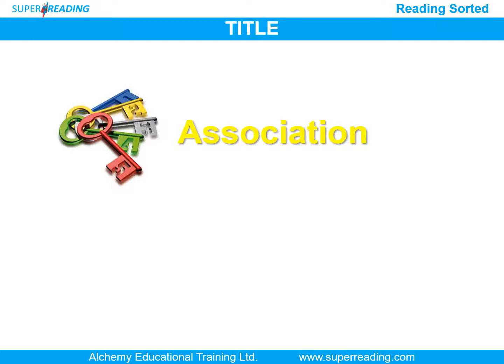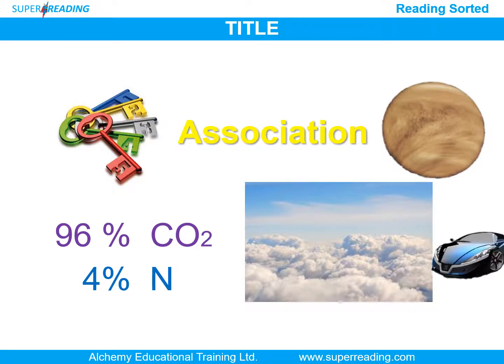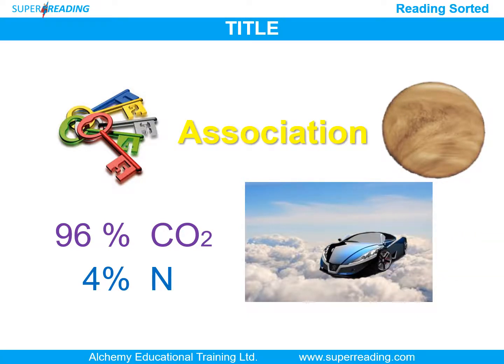Let's say that you know something about the planet Venus. You know that it's covered by clouds. Now you're going to learn what they're made of. Those clouds are 96% carbon dioxide and 4% nitrogen. Let's associate that with clouds. Let's start with the clouds, then see ourselves driving our car on the clouds while we're eating a bun.